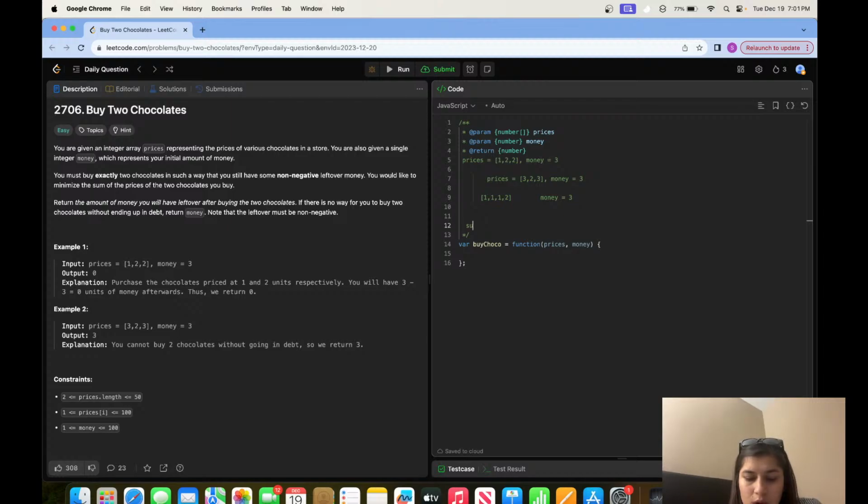It means that the sum of any two numbers in an array should be less than or equal to 3, less than or equal to money. But how will I know if the sum of any two numbers in an array is less than or equal to money or not? Suppose in this case I know that 1 and 2 is 3, right? But if it was 2, then it could not have been possible.